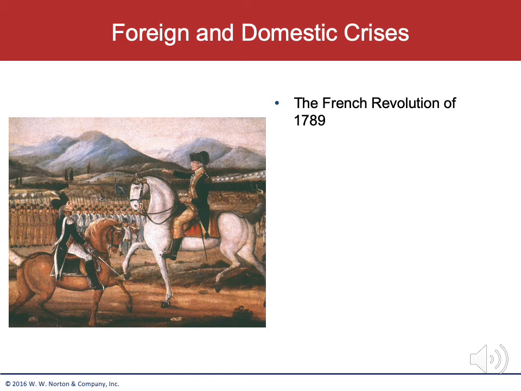Now, all that changes in 1792 when France declared war on Prussia and Austria and began to slaughter their nobility. Federalists, right? The Federalists are going to immediately look at this and what's called the Reign of Terror and point to that and say, see, that's what happens when chaos breaks out. And that's why you need strong central authority.